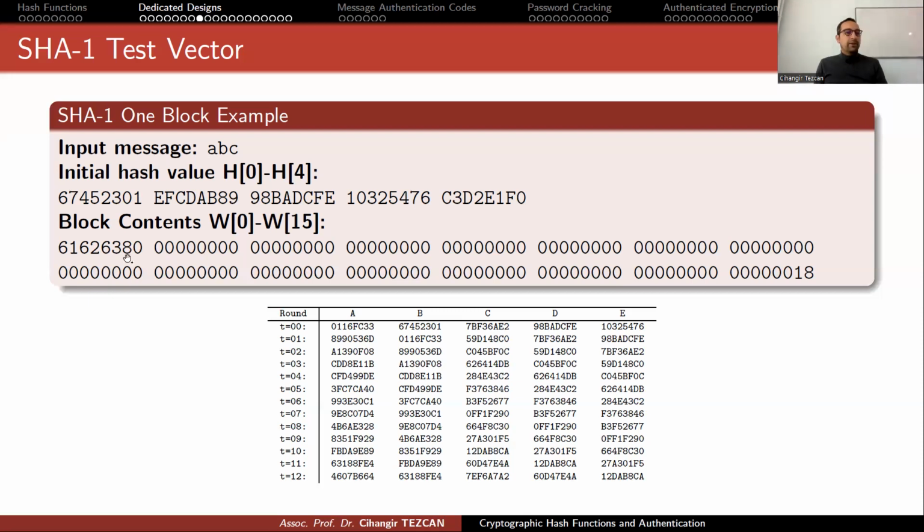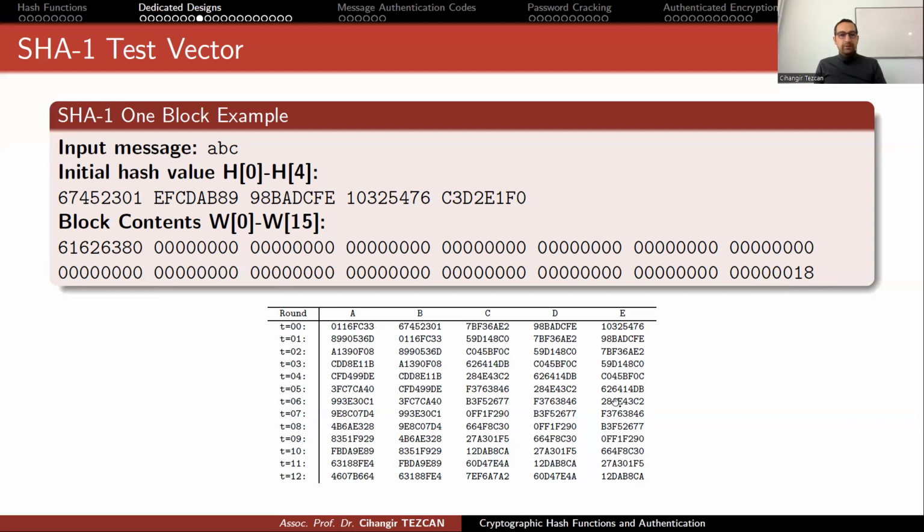So you start with 1, then many zeros. Then at the end, you see 18 here. This is the length of the message in terms of bits. Since here you have 3 bytes, it's 24 bits, but if you write 24 in hexadecimal notation, this is what you see. So this is your block content, the message you want to hash. You fill it with the IVs and perform these operations.